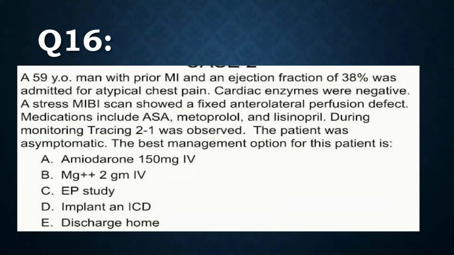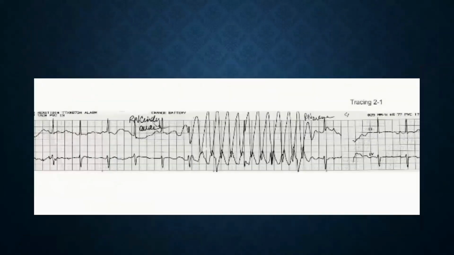Medications include aspirin, metoprolol, and lisinopril. During monitoring, tracing one was observed. The patient was asymptomatic. The best management option for this patient is: A, amiodarone 150 milligrams IV; B, magnesium sulfate 2 grams IV; C, EP study; D, implant ICD; E, discharge home. Okay, this is the tracing.